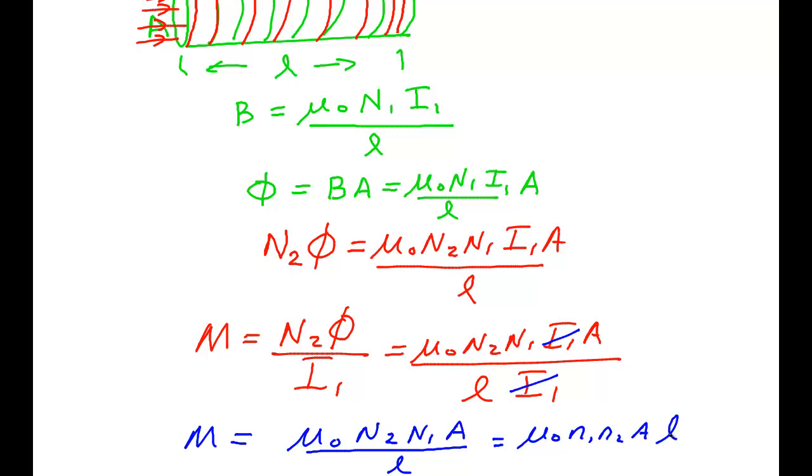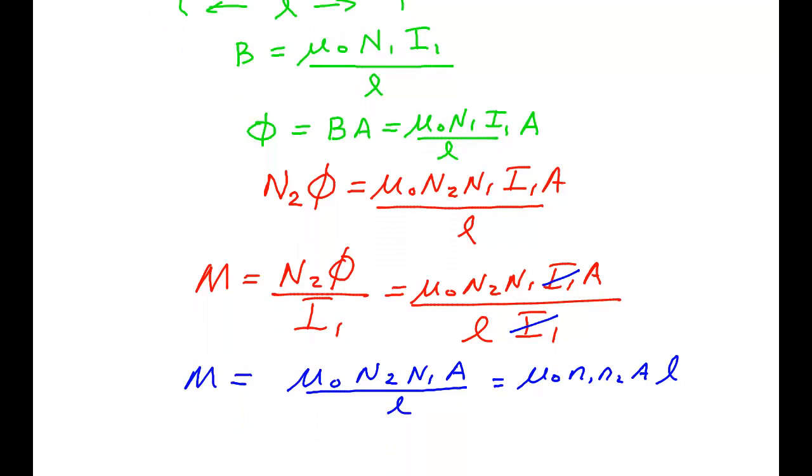And if you look at that, that's exactly what we got earlier in self-inductance, except there we only had one coil, so we had the number of turns squared. Here we have the number of turns per length in the first coil times the number of turns per length in the second coil. So we get a very similar result. This is the essence of mutual inductance.